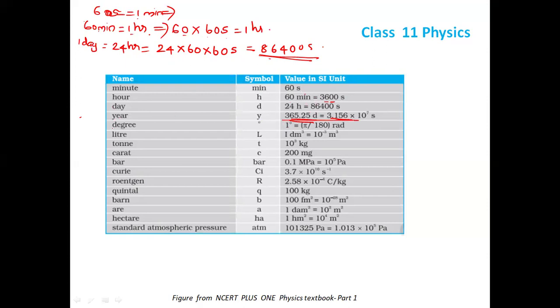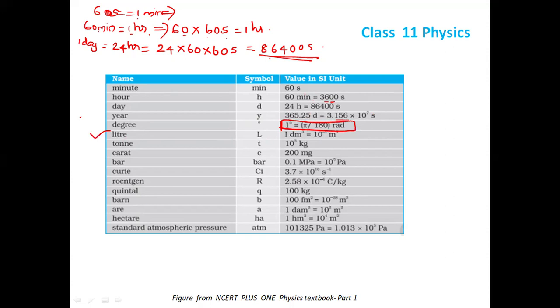And if you want to specify degree, you can use this symbol. This conversion of 1 degree is very important for problems, because in SI unit the unit for angle is radian. So you have to know this conversion. 1 degree is equal to pi by 180 rad. And this is also yet another important thing.